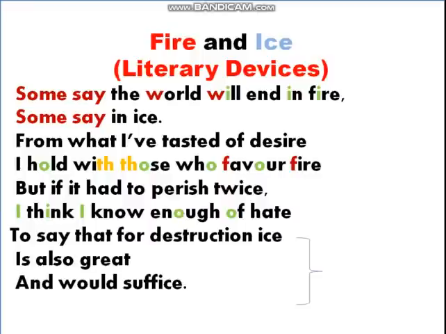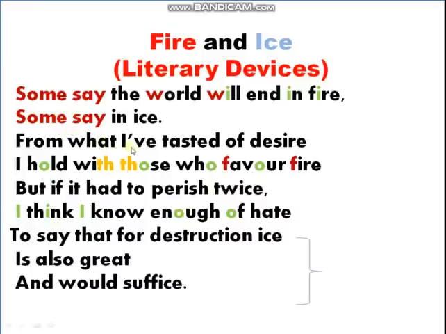Well, now it's time to see literary devices used in this poem. First of all, we can see the use of a literary device called anaphora. Anaphora is basically the repetition of the words at the start of two or more consecutive lines. So here, in the beginning of line 1 and 2, the words "Some say" are given. This is called anaphora.